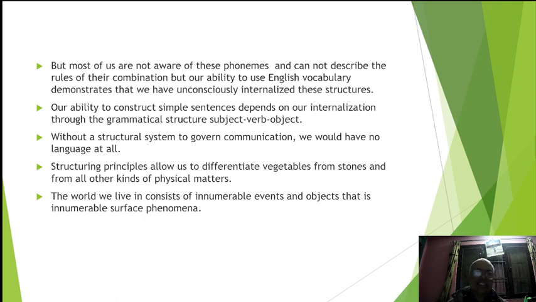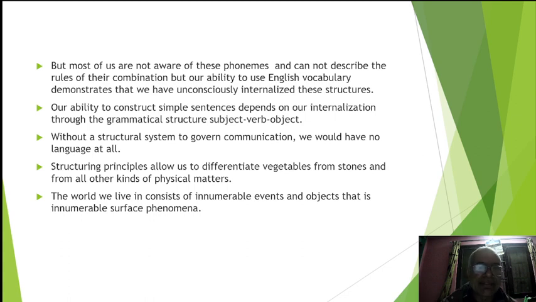We need structure in day-to-day communication, day-to-day language, day-to-day activities. Structuring principles allow us to differentiate vegetables from stones and from all other kinds of physical matter. It is because of structure that we call a vegetable a vegetable and stones stones. We differentiate things because of structure. It is because of structures that the world goes on. And even in language, there is a structure, right? It is through the structure of language that we make communication possible.